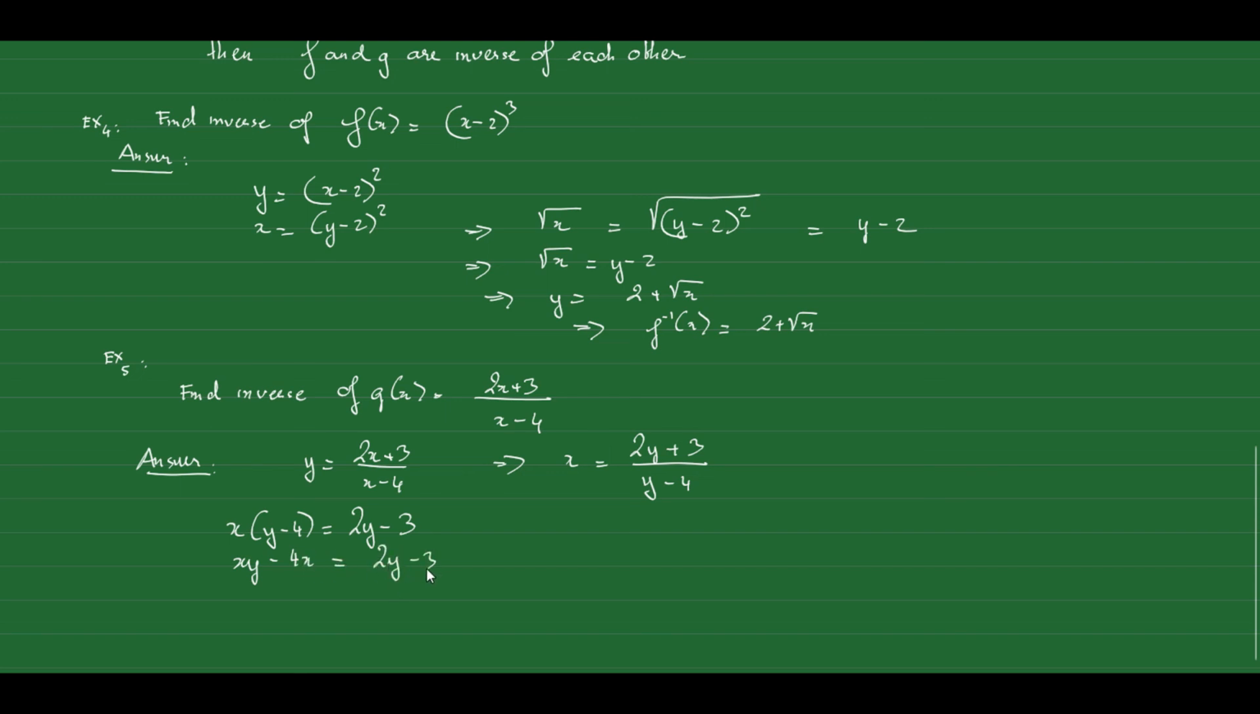Then you distribute it. Then you see over here we have two terms with y. We have to get them together. Subtract both sides by 2y. Then we're going to factor the y out. Then from here, I can get y by itself, which is (4x minus 3) over (x minus 2), which is also the inverse function. Okay, so that is all the steps of finding the inverse function.